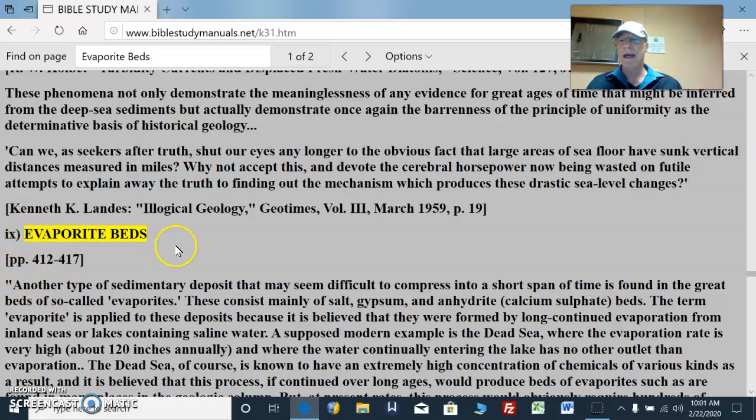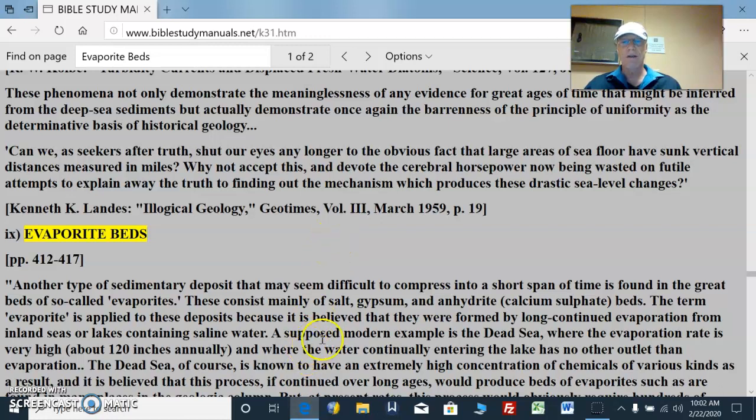Relative to evaporite beds, another type of sedimentary deposit that may seem difficult to compress into a short span of time is found in the great beds of the so-called evaporites. These consist mainly of salt, gypsum, and anhydrite, which is calcium sulfate, beds. The term evaporite is applied to these deposits because it is believed that they were formed by long continued evaporation from inland seas or lakes containing saline water. So the evolutionists say it took a long time.